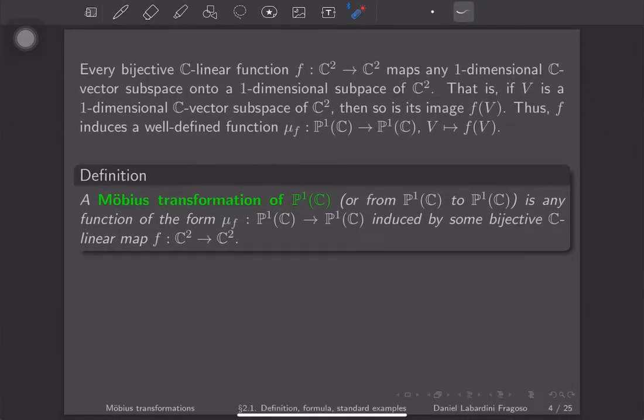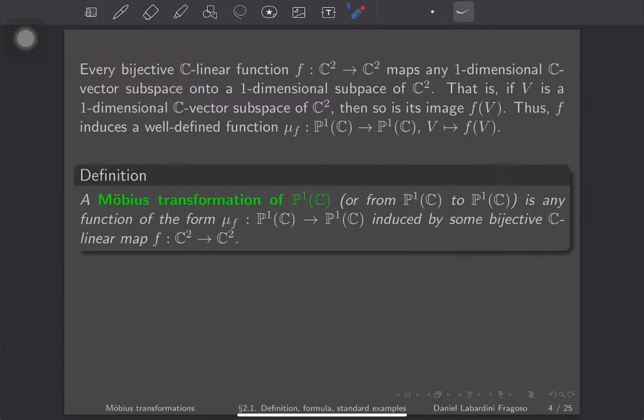Linear algebra. If you have a linear map, it always takes the image of a vector subspace of the domain to a vector subspace of the codomain. That's one of the first things one can prove. In particular, if I take a bijective linear transformation, one-dimensional subspaces from the domain are mapped onto one-dimensional subspaces of the codomain. So every bijective C-linear map induces a function from the complex projective line to itself. Each one-dimensional subspace, I can assign to it simply its image under the linear map, which is one-dimensional because it is bijective.